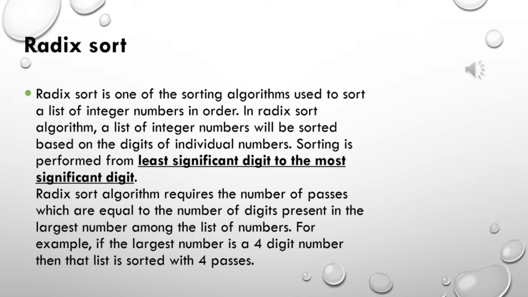Radix sort algorithm requires the number of passes which are equal to the number of digits present in the largest number among the list of numbers. For example, if the largest number is a 4-digit number, then that list is sorted with 4 passes. This is about radix sort.